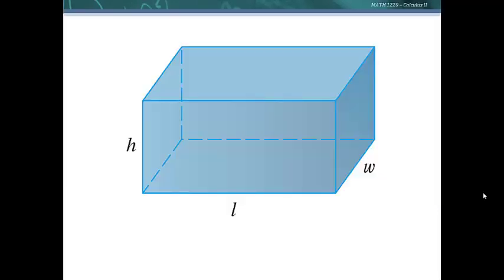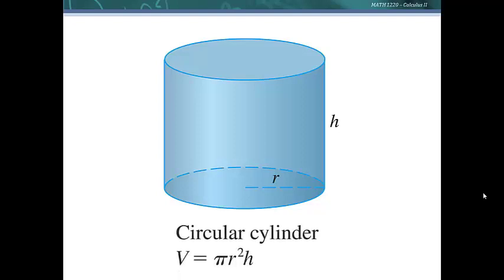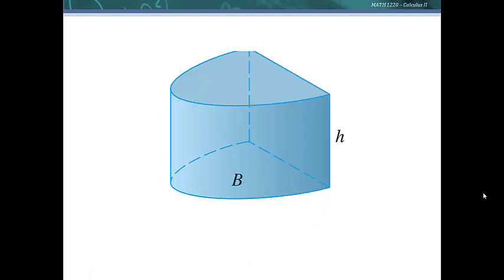If we wanted to know the volume of this box, we could take the area of the base, which is length times width, and we could multiply it by how high it is. If we wanted to know the volume of this cylinder, we could do a similar thing. Take the area of the base, which is circular, so that would be pi r squared, and multiply it by how high it is. Now, if we had something shaped like this, we could do a similar thing.